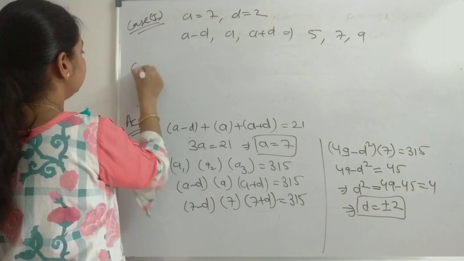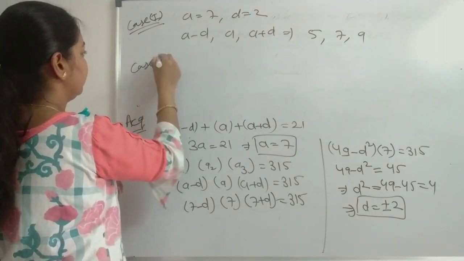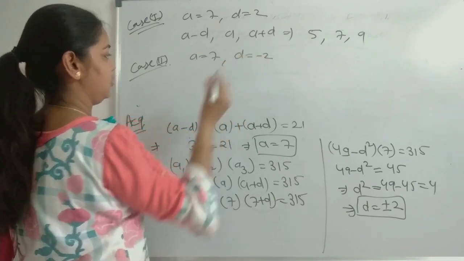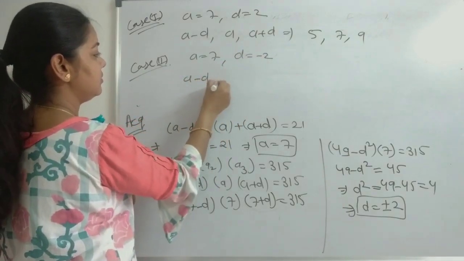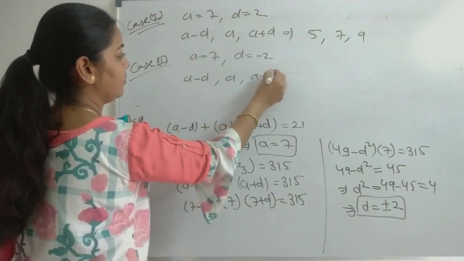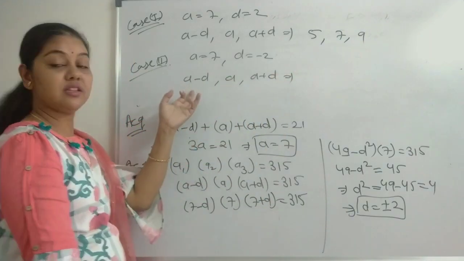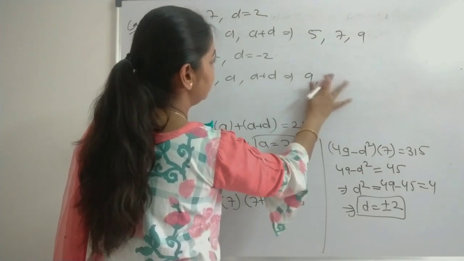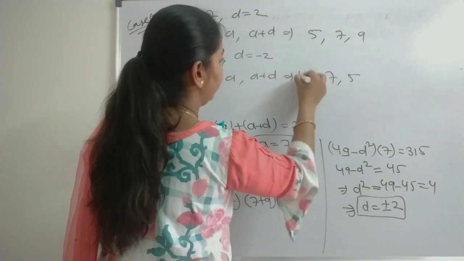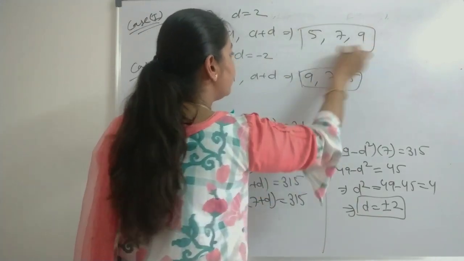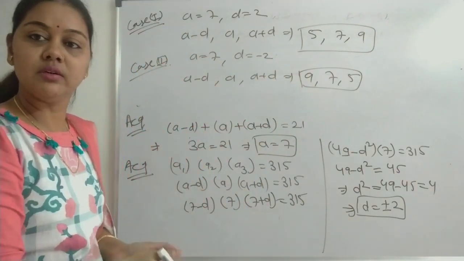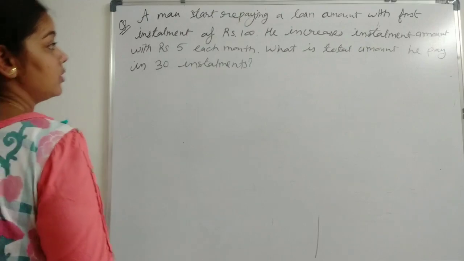If I am taking A equals 7, D equals minus 2, then the terms are A minus D, A, A plus D, it means 9, 7 and 5. It means the three terms will be 5, 7 and 9. That is our result. Okay?